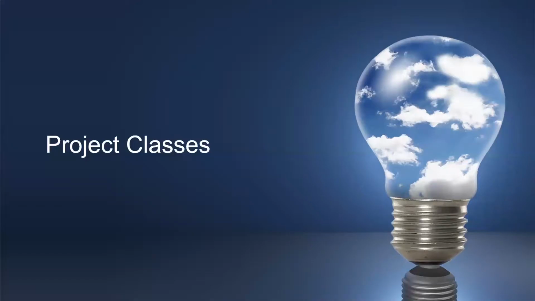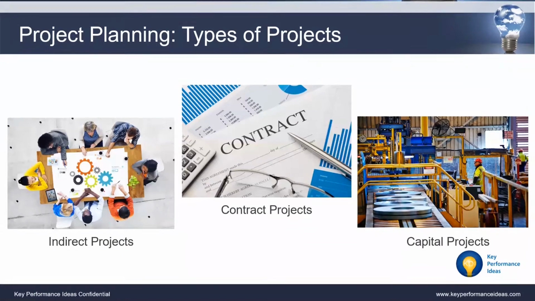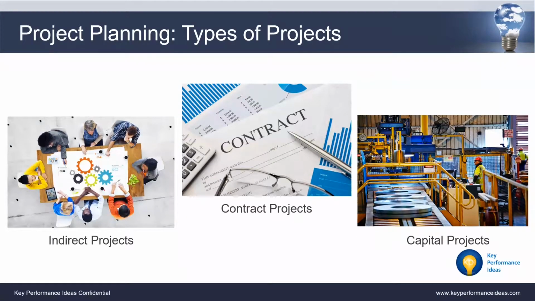So now, as promised, let's talk about the project classes, and there are three different kinds of project classes. And those are contract projects, indirect projects, and capital projects. Contract projects are the only projects that are considered external projects, because they're client-facing and generate direct revenue. Whereas on the other hand, indirect projects and capital projects are considered internal because they don't generate direct revenue and they're not client-facing. So you might be wondering, well, why are we talking about indirect and capital projects in that case?